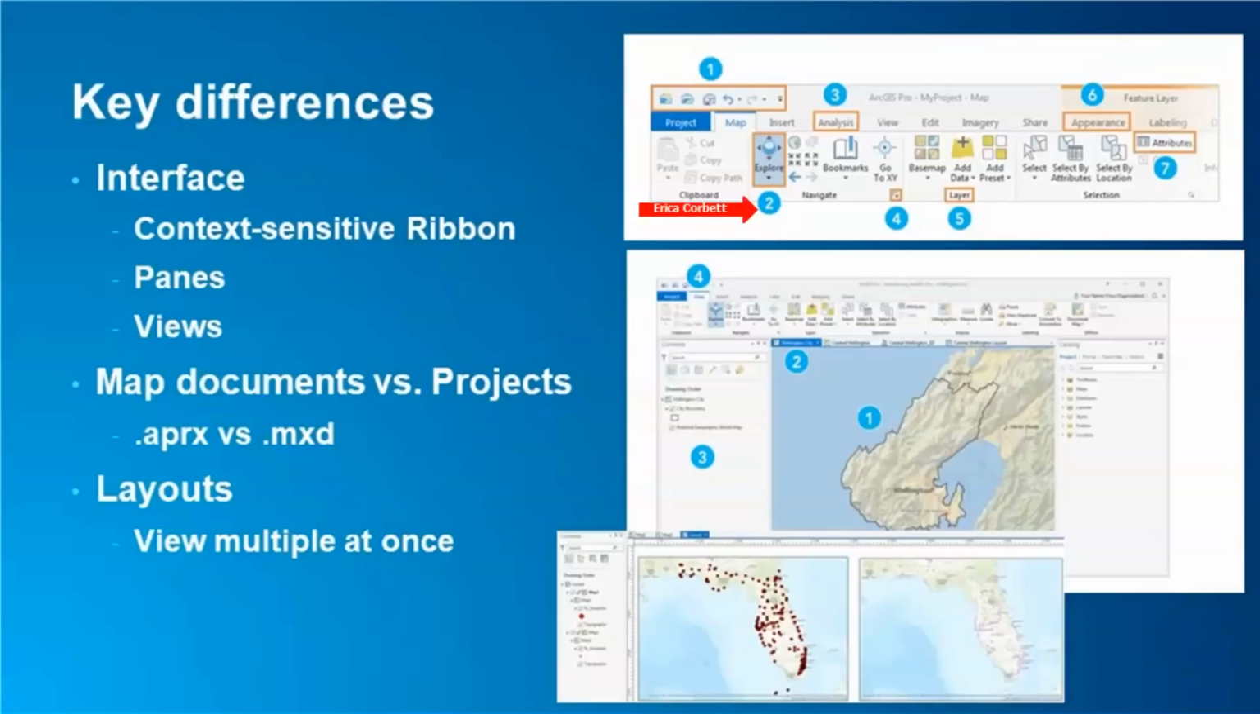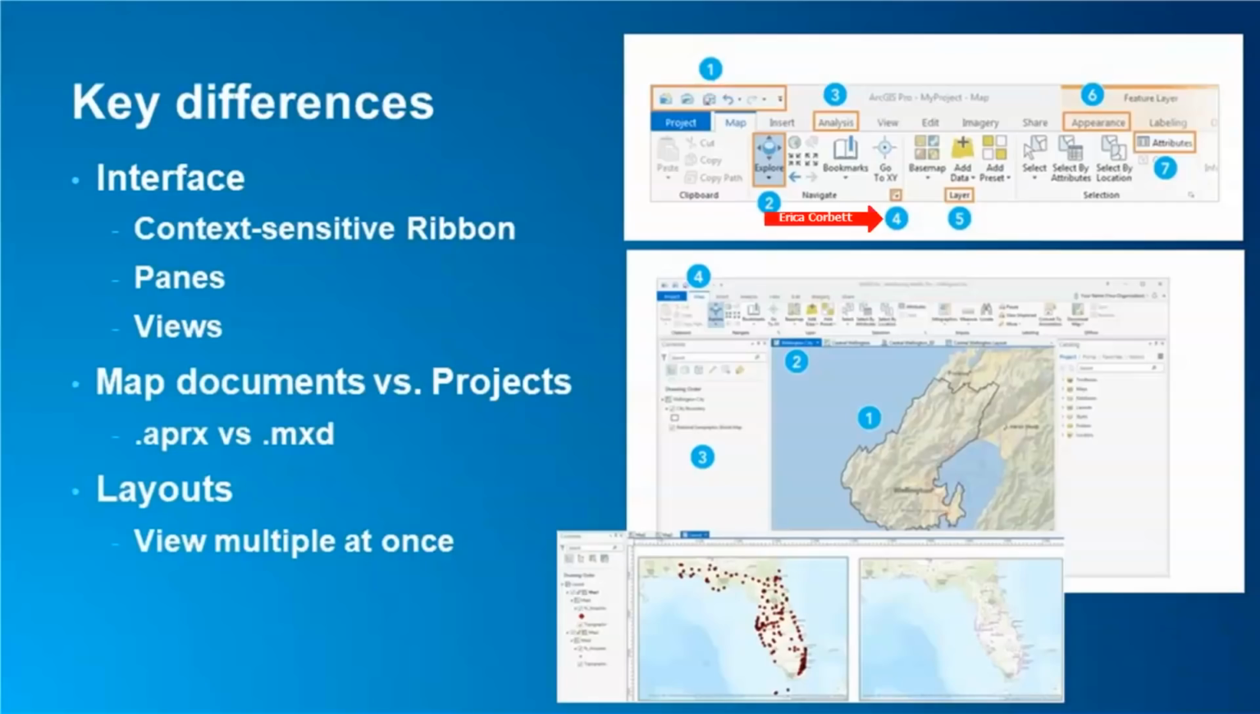The Explore tool here at number 2 is used to navigate maps and identify features through pop-ups. We also have our ribbon tabs, such as the Analysis tab here, which organize functionality. So when a tab is selected, those associated tools display on the ribbon.